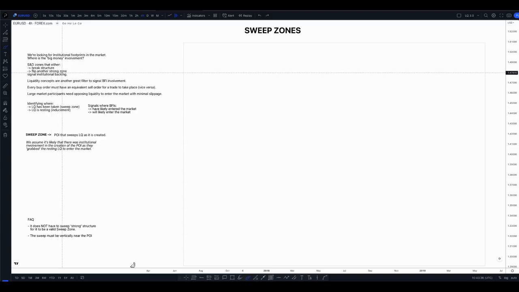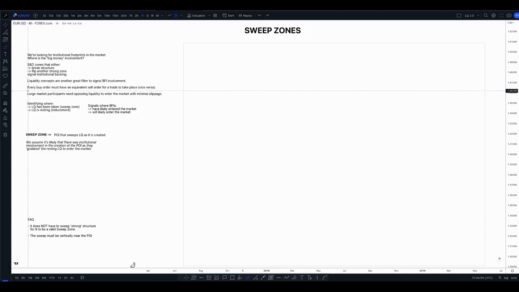So liquidity concepts are simply another great filter to signal BFI involvement, okay? BFI, banks, financial institutions. It's just another acronym in a space that's already overloaded with acronyms, but basically the big guys. Institutional involvement is what we're saying there. So it's just another way in which we can apply these liquidity concepts to what we've already been looking at, as another tick in the box that potentially there was big money involved in that area, okay?